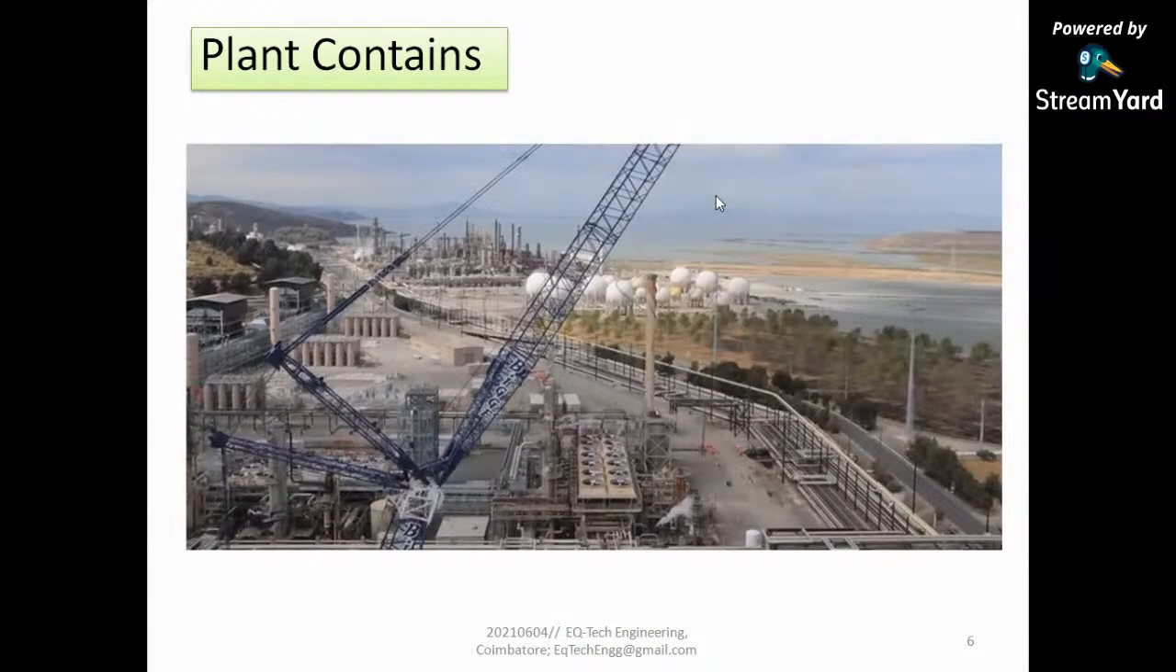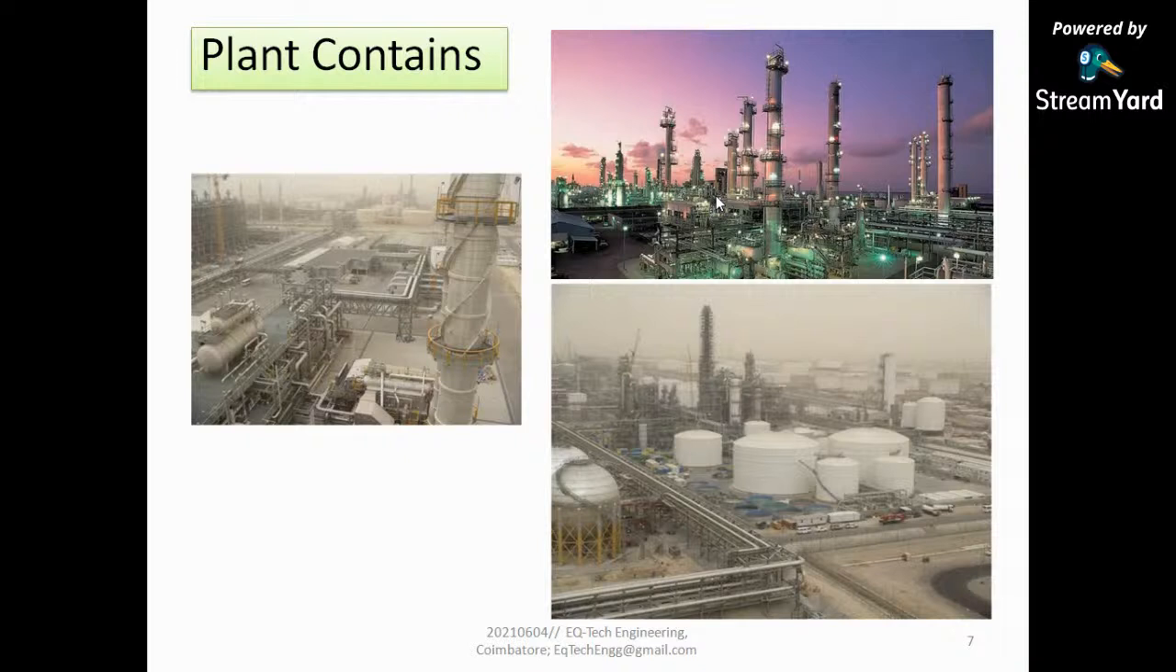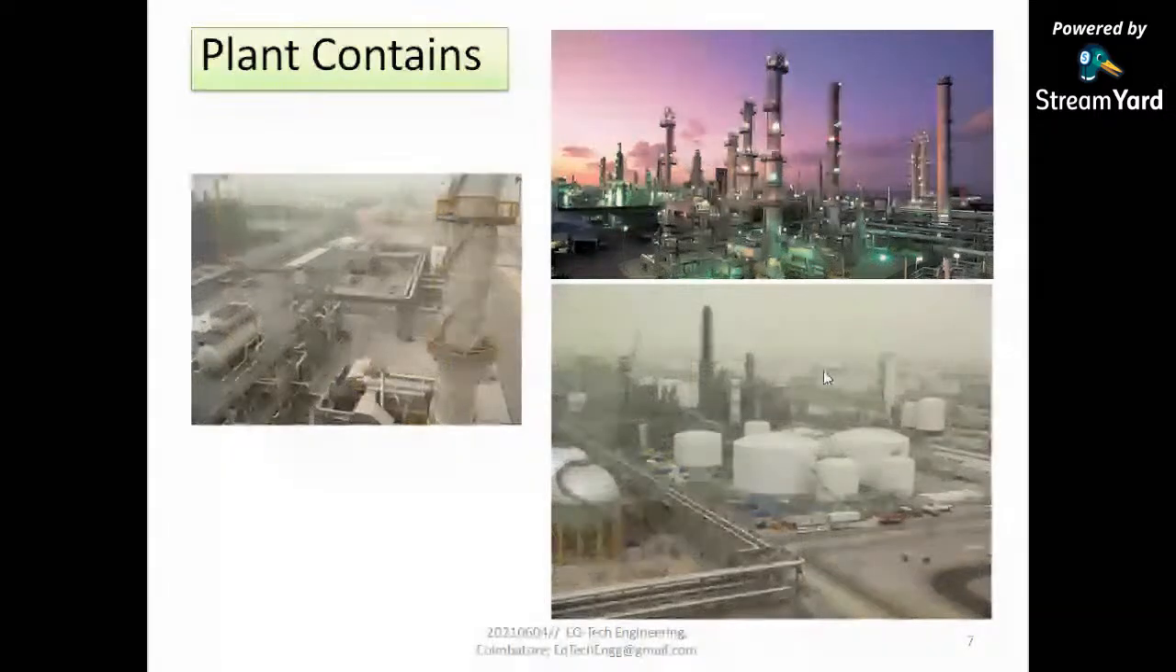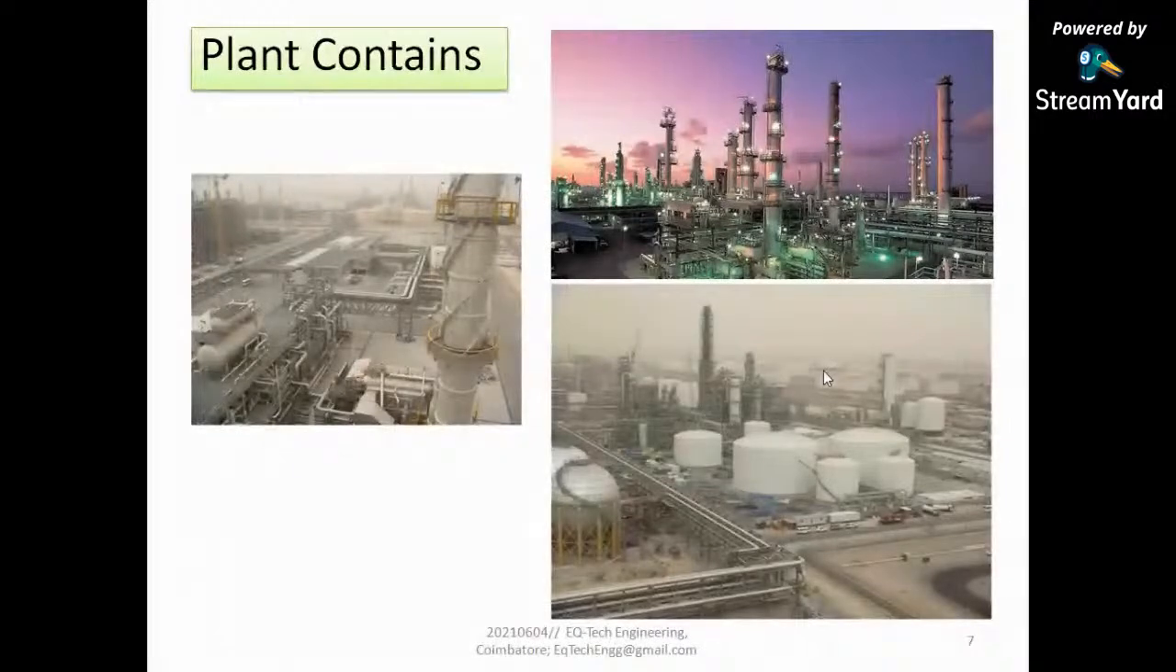These are examples of a few plants and pictures I have. Whatever you see here, big tanks, they are static equipments, and these high-raised towers, we call them columns. These are static equipments, and you can see piping connecting them, and this piping is supported by the structurals. What is not seen here in the pictures are the rotary equipments or instrumentation, which will be located at ground level, and it will be comparatively small, so it's not appearing in the pictures.